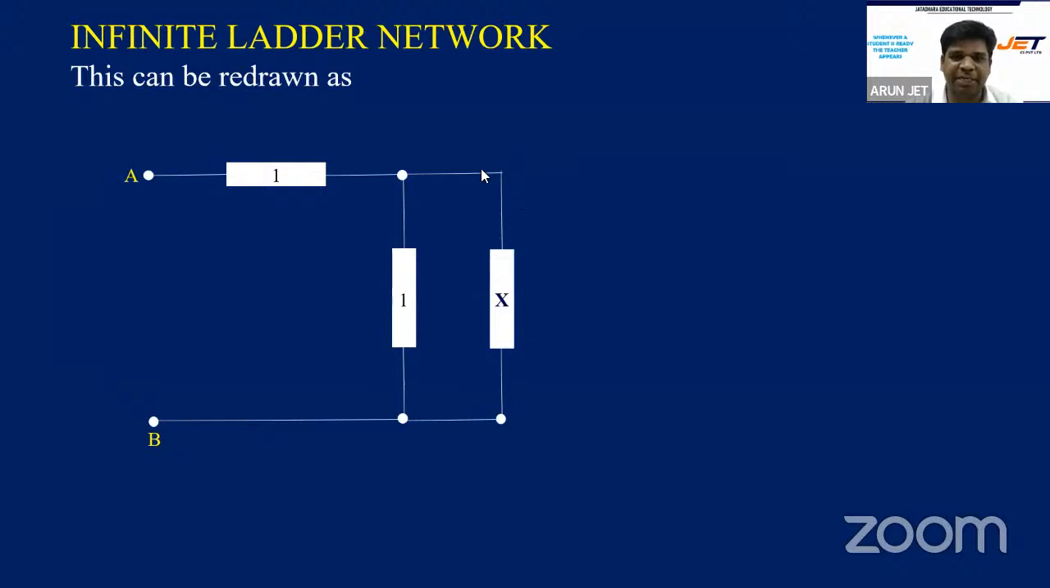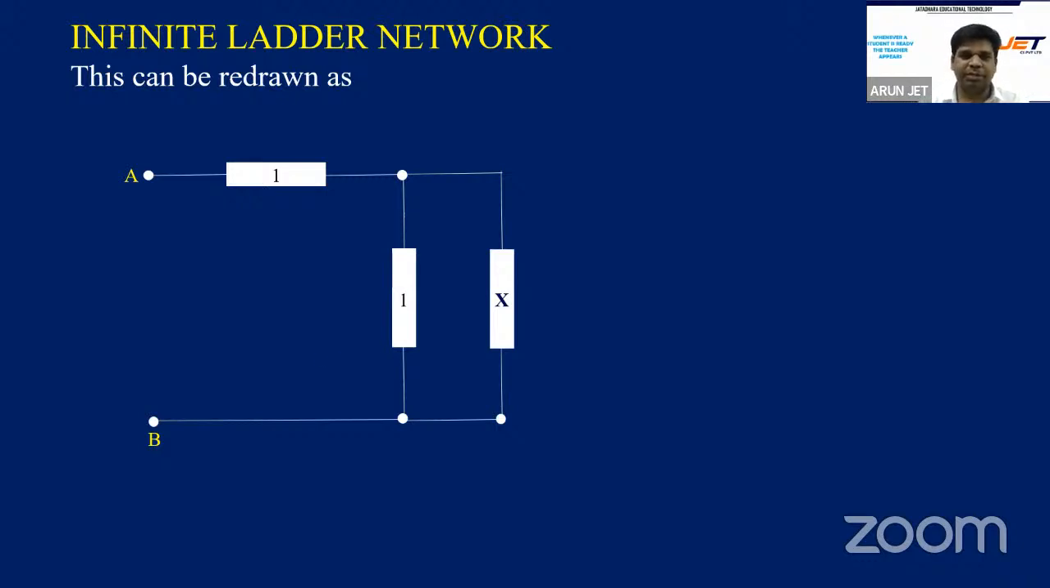Let that be X. The infinite red box on the right side, I have replaced with X. Now that is in parallel with 1, which is in series with 1. This combination of X and 1 is in series with 1. We did this network yesterday, remember? You got the equivalent network of this network on the screen between A and B to be 2x plus 1 by x plus 1, and everyone answered that yesterday.